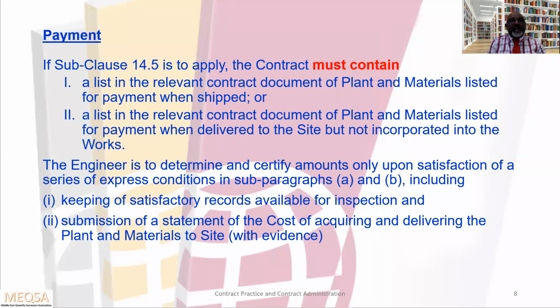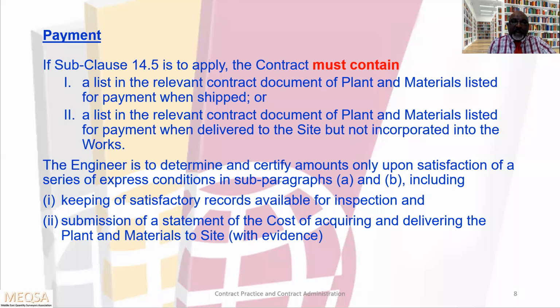Payment for material offsite. If subclause 14.5 is to apply, the contract must contain a list in the relevant contract document of plant and material listed for payment when delivered to the site but not incorporated into the works. So you have to be very careful.